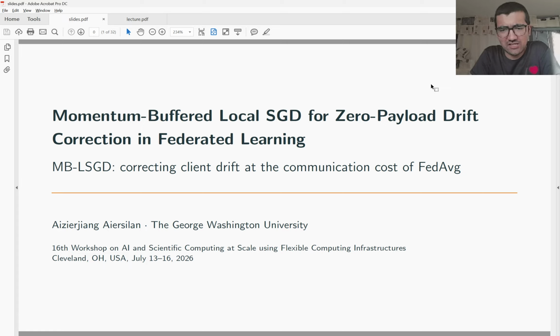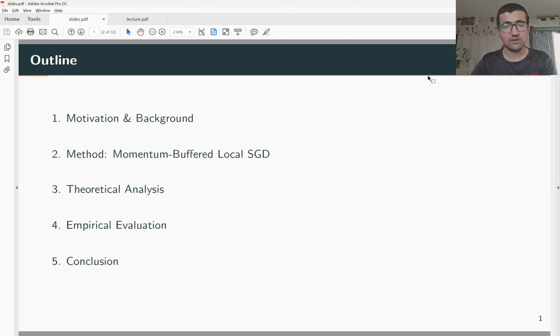Today I'd like to talk about a very practical tension in federated learning. The methods that fix its biggest statistical problem tend to double its biggest systems cost. Our work, which we call MB-LSGD, Momentum Buffered Local Stochastic Gradient Descent, shows that you don't have to make that trade. We correct client drift while sending exactly the same bytes per round as plain FedAvg.